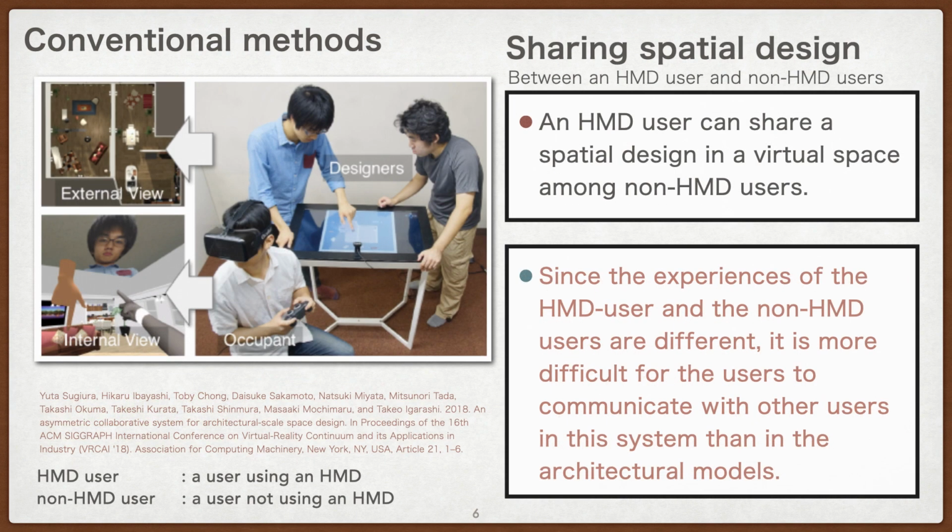This research makes good use of the architectural model. In 2018, Sugiyama et al. proposed a system where an HMD user can share a spatial design with non-HMD users. The non-HMD users can control the spatial design through a third-person perspective using a touch panel. The HMD user can experience the spatial design through a first-person perspective. The non-HMD users can edit the spatial design based on the HMD user's opinions. However, it is more difficult to communicate with each other in this system than with architectural models. It is because the experiences of the HMD user and the non-HMD users are different. In other words, there is little research on sharing the spatial design in the virtual space with smooth communication like analog ways.